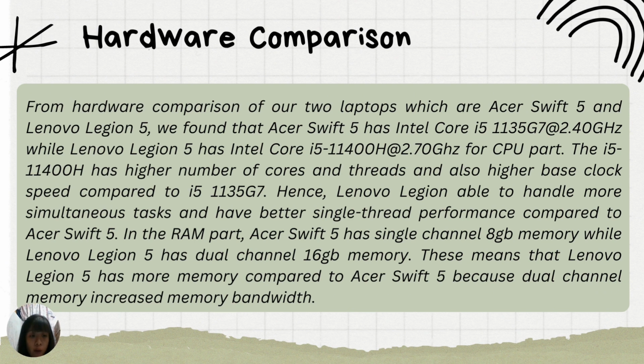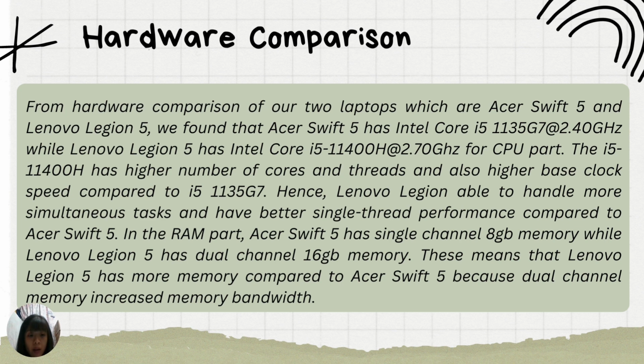The i5-11400H has a higher number of cores and threads, and also a higher base clock speed compared to the i5-1135G7. Hence, the Lenovo Legion is able to handle more simultaneous tasks and has better single-thread performance compared to the Acer Swift 5.